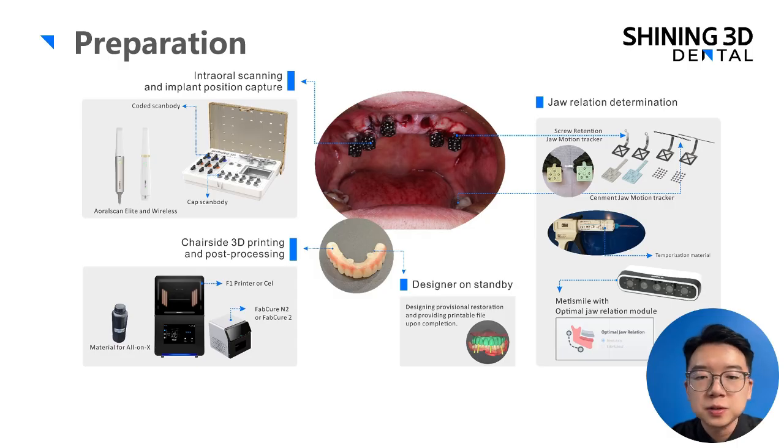For the materials, we have the temporal resin material here. For this kind of case, if you want to deliver it chairside, you have to ask the designers to be on standby. Once you finish capturing all the data and send it to the lab, the designer or the technician can get the design done as soon as possible and return it in a short time. Then you can use the printer solution to do chairside printing and delivering with very high efficiency.